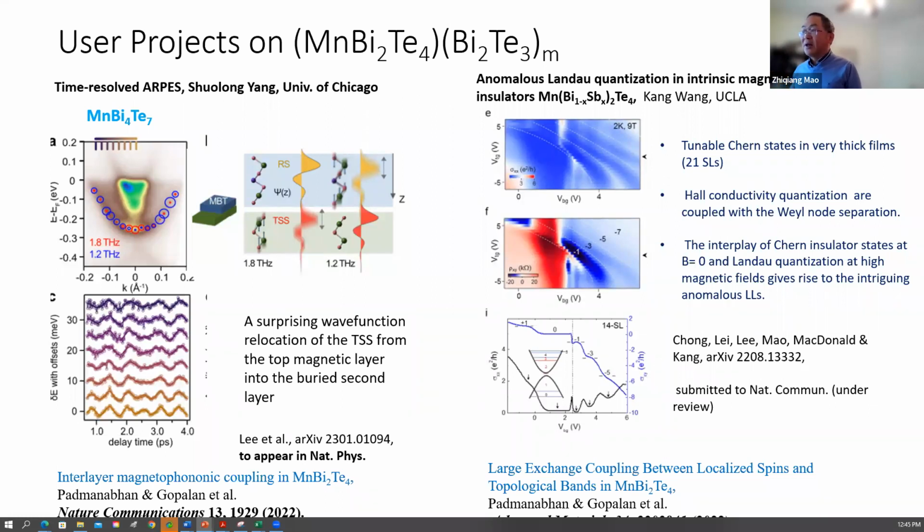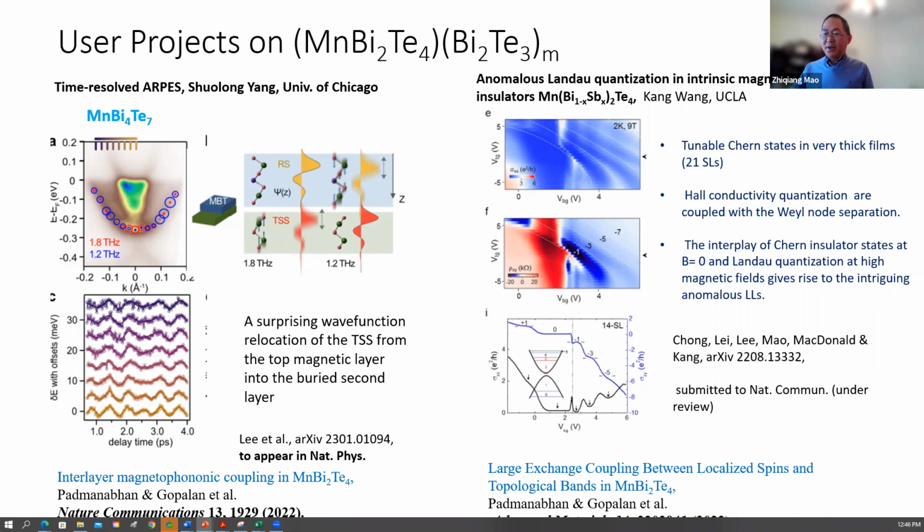When the film is very thick, we still have a bulk Weyl state, but they can still observe the Hall conductivity quantization. The important conclusion they draw from this work is that the interplay of the Chern insulator state at zero field and Landau level quantization at high field gives rise to intriguing anomalous Landau levels. So this is an important result. The theory part was done by Allan MacDonald at UT Austin. This work was submitted to Nature Communications and is now under review. And I also want to mention two works done by Venkatraman Gopalan's group.